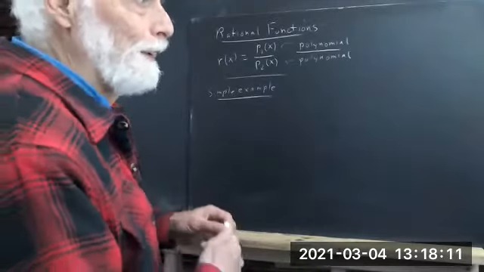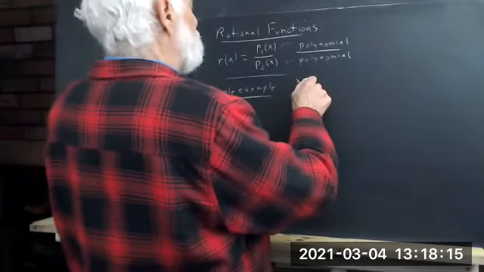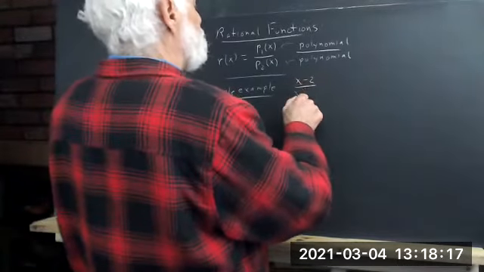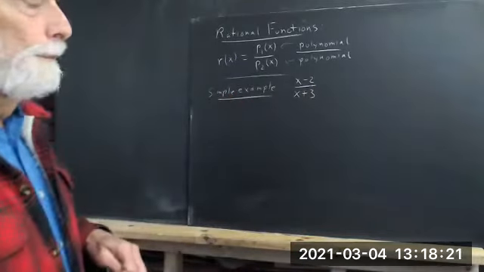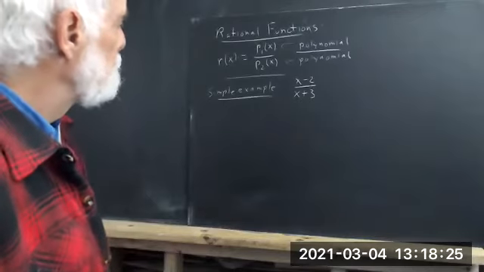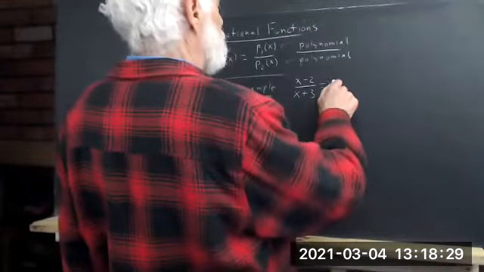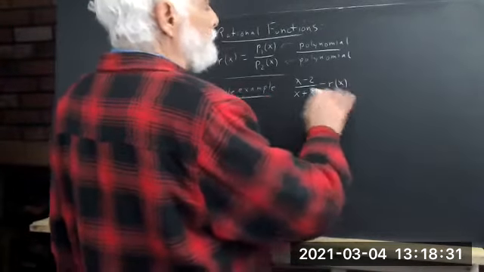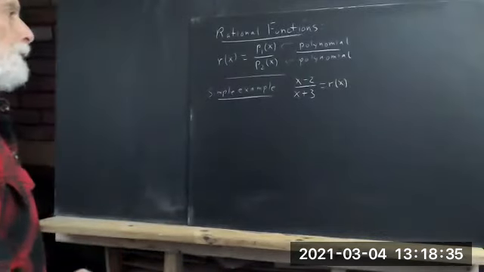But you get the idea that this simple example, and let's just say this is x minus 2 divided by x plus 3. So that would be our R of x. I should have written R of x equals, but there's our rational function. Okay, what can we tell about this function?